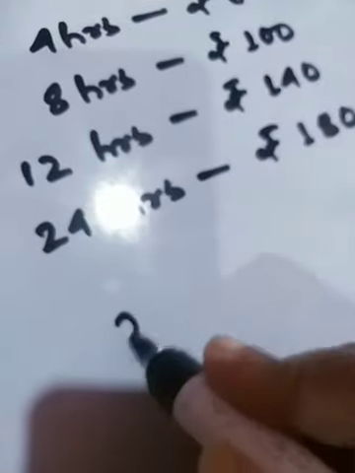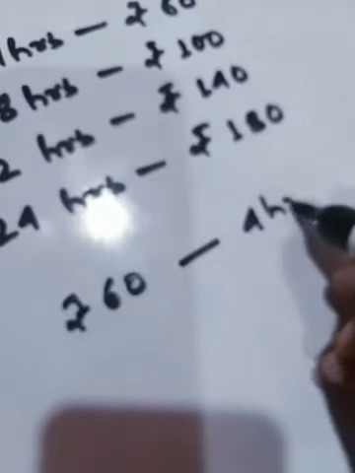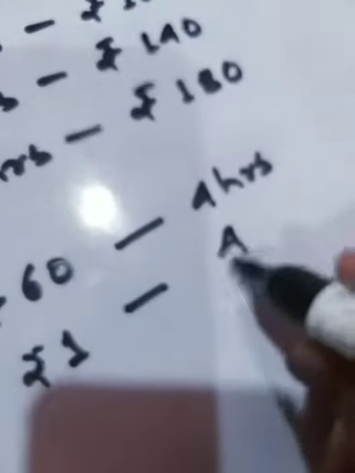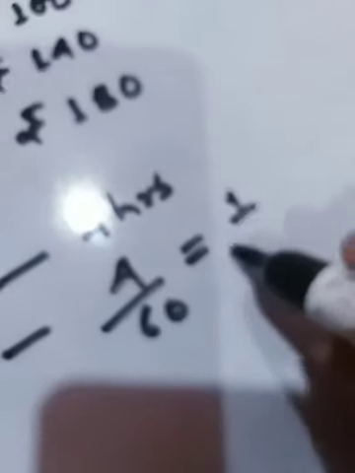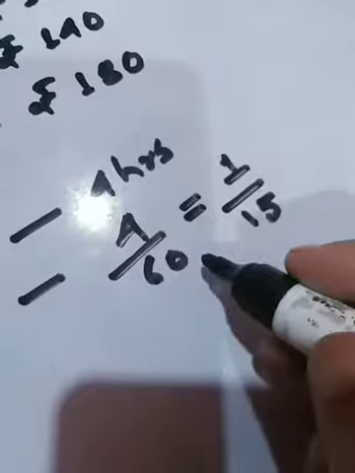Now, 4 hours for 60 rupees. When you're paying 60 rupees, you can park your vehicle for 4 hours. Now if you're paying 1 rupee, what is the time limit? It would be less, that is 4 by 60. If you reduce it, your answer would be 1 by 15, since 4 ones are 4, 4 15s are 60. That is the first ratio, 1 by 15. Let's move on to the second one.